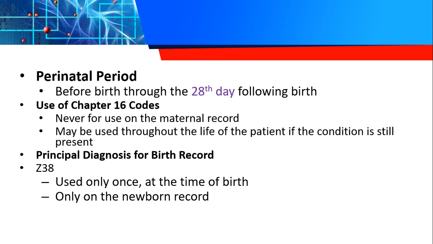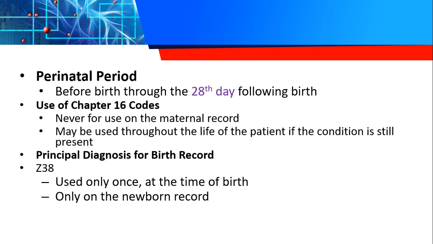Okay, now I know we discussed in chapter 15 the code Z37, if the baby is delivered in the hospital. Now, in the newborn, the counterpart of your Z37 is your Z38. Okay, this is the code for the newborn and used only once at the time of birth. It's the same guideline as your Z37, wherein you can only use that once.